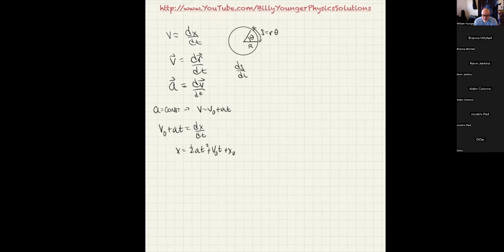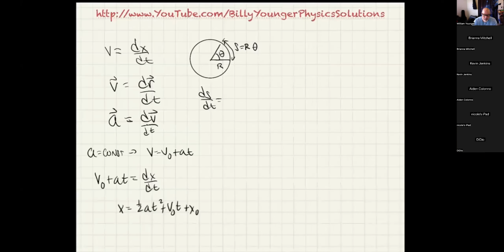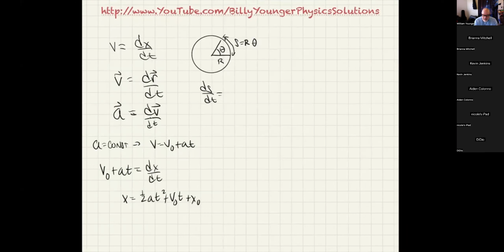ds dt is equal to, and actually I should have written a different r there. Let me fix that real quick. Okay, ds dt is equal to r d theta dt. Well, it turns out this is essentially velocity, and this is going to be a new type of velocity we're going to call omega, and it's called the angular velocity.